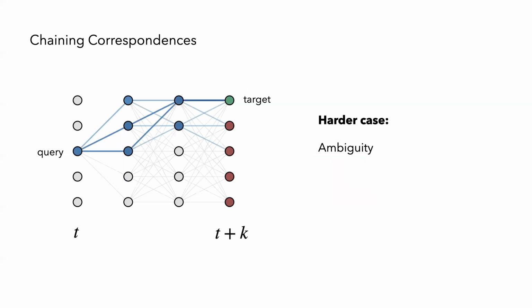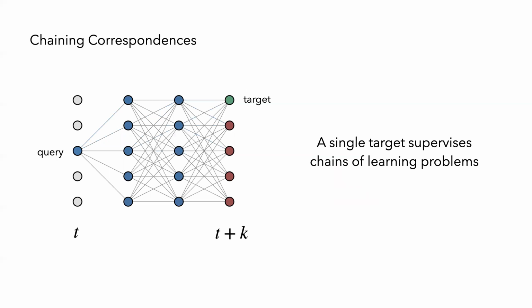But in a harder case where there's a bit of ambiguity, this formulation allows us to consider and learn from multiple paths through the graph, and therefore to backpropagate across multiple paths through the graph. So in this way, a single target provides supervision for many chains of contrastive learning problems in our graph.